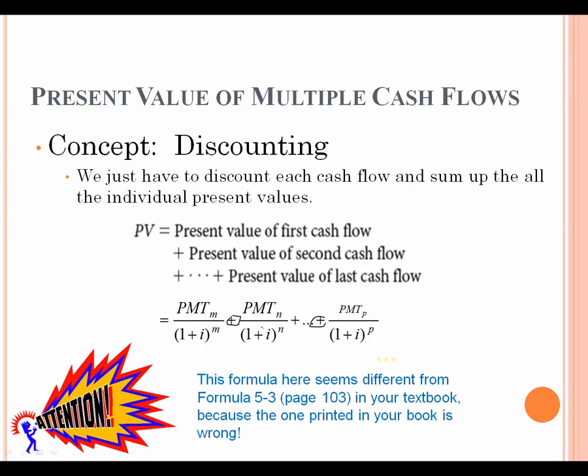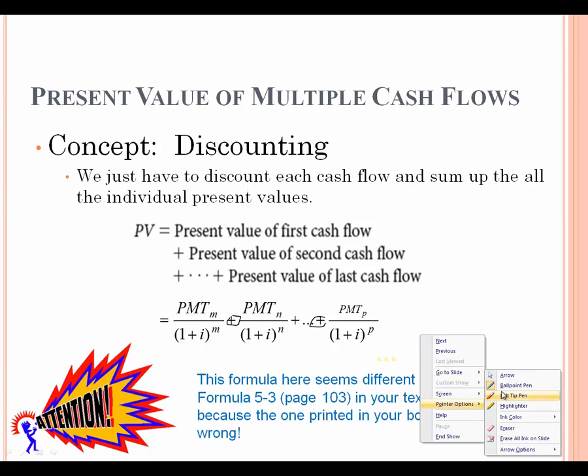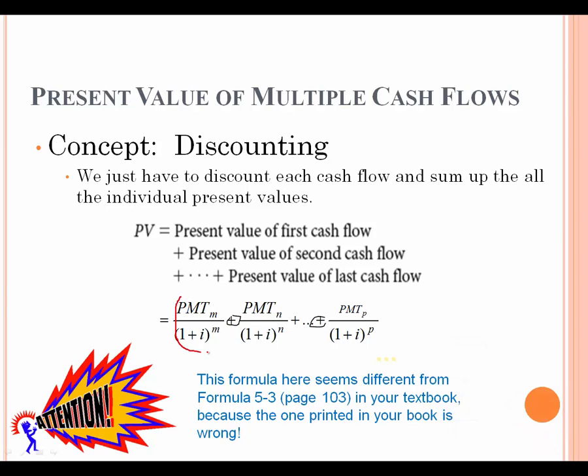And so if you look at the formula I have here, the first component is the first cash flow you have, and let's say that it occurs m years from today. So you use this payment discounted by the interest rate for m years. You notice this formula is actually a little bit different from formula 5-3, which is on page 103 in your textbook, because the one in your textbook is actually wrong. The right version should be what I have here.